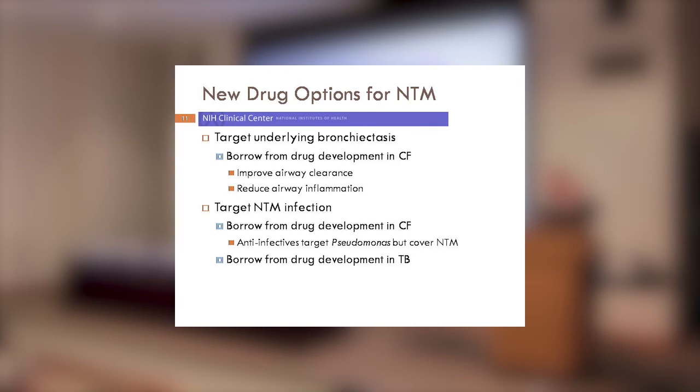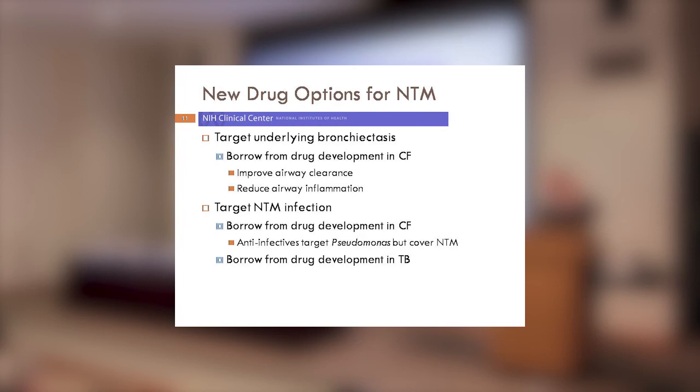So when you talk about new drug options for NTM, the general pattern of what's available right now are drugs that target the underlying bronchiectasis. These are borrowed mainly from drug development in cystic fibrosis, and most of these are aimed either at improving airway clearance or reducing airway inflammation, or drugs that target the NTM infection. And again, a lot of this is borrowed from drug development, either in cystic fibrosis, where these are anti-infectives that target Pseudomonas predominantly, but also cover mycobacteria, or borrowed from drug development in tuberculosis.